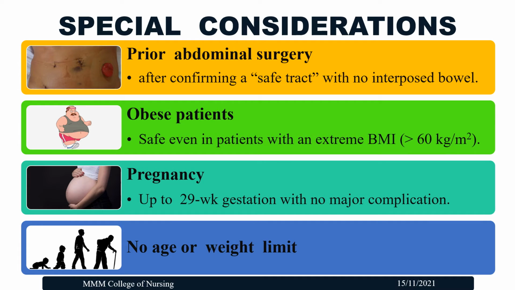In pregnancy, PEG tube insertion may be complicated by potential risks of uterine and fetal injury. However, it is reported safe in up to 29-week gestation with no major complications after applying special precautions. When medically indicated, there is no age or weight limit in PEG tube placement. The safety of PEG insertion, even in very small, that is 3 kg, and medically complex infants, has been determined.